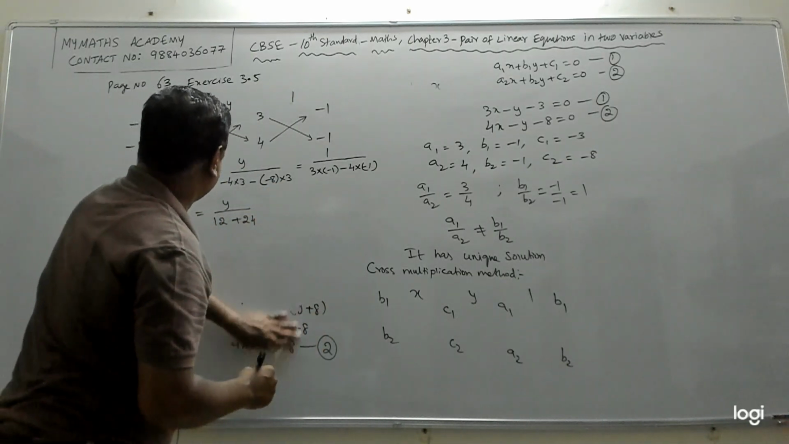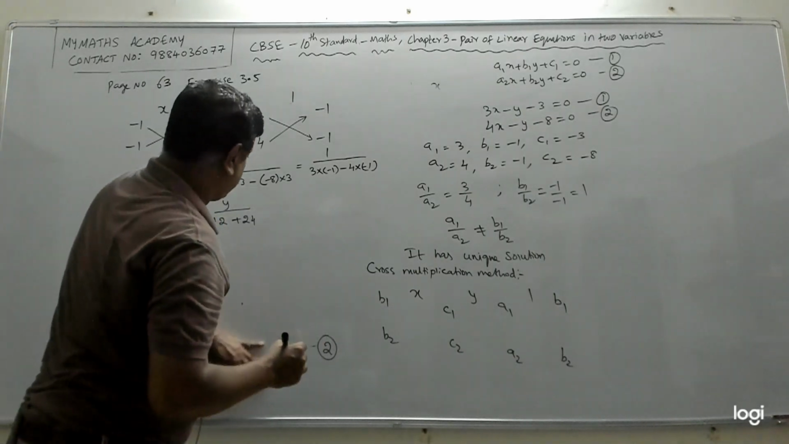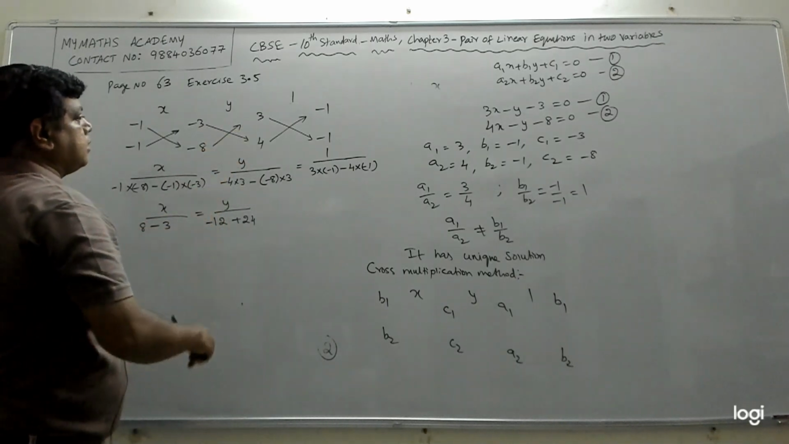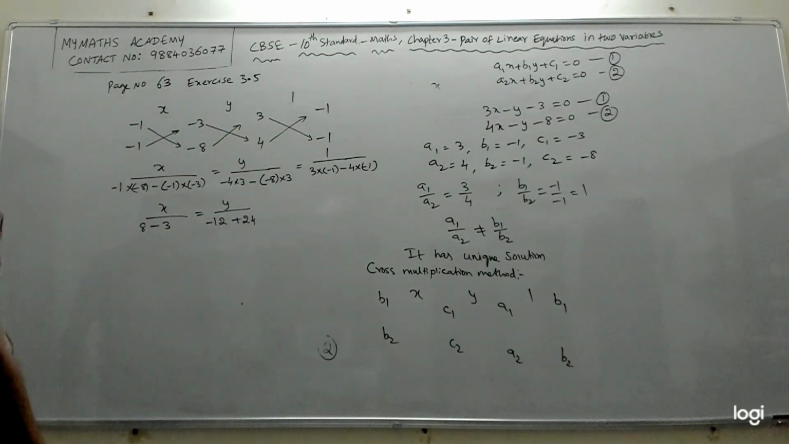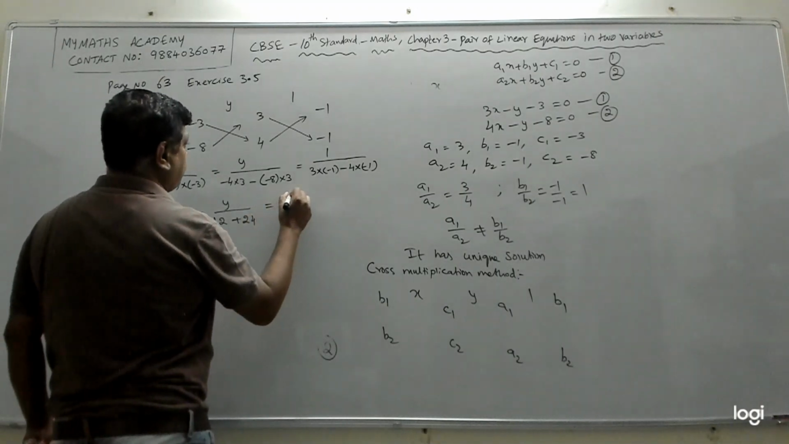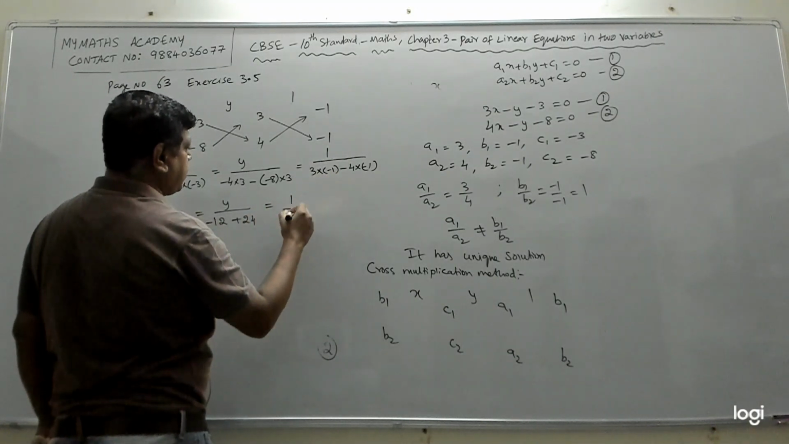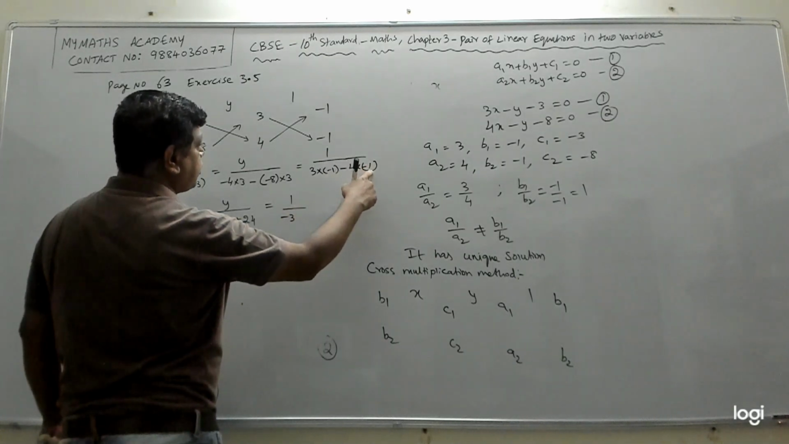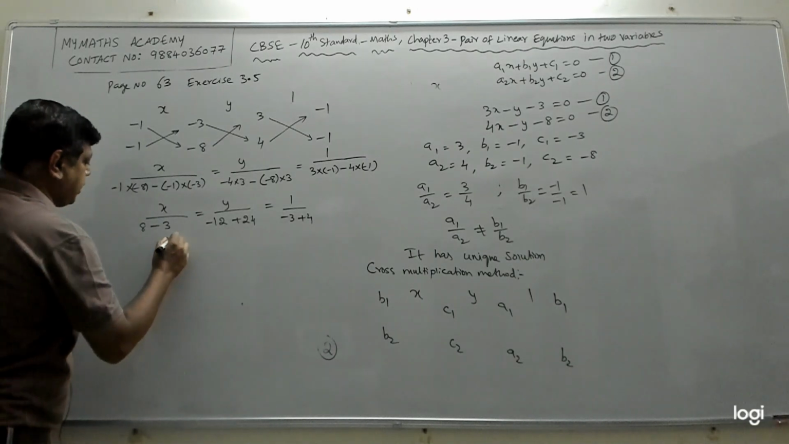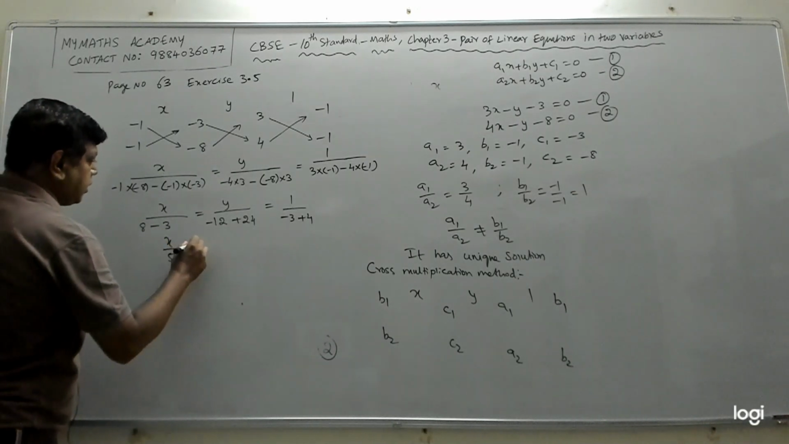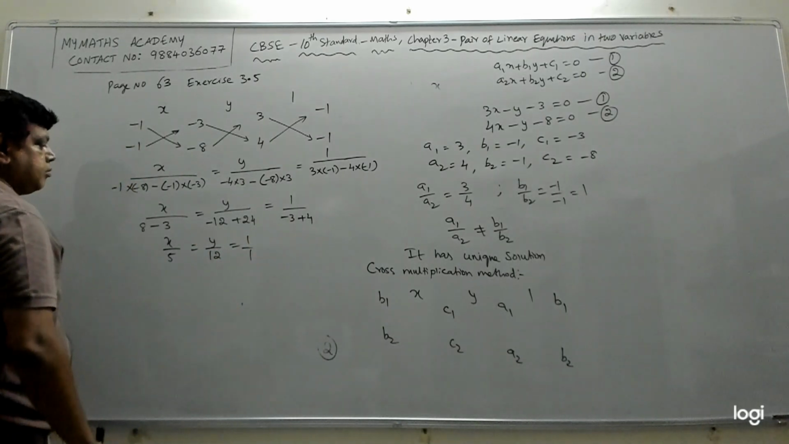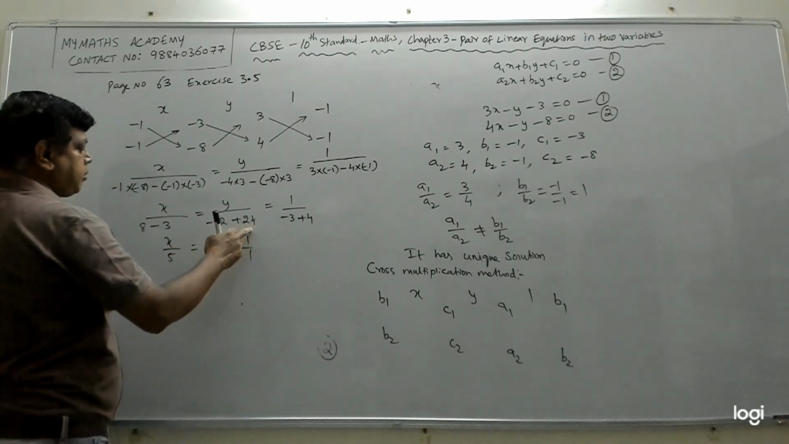Right? So this is minus 12. 4 times minus 3 is minus 12, minus 24. Correct? Okay. Then equal to 1 by 3 into minus 1 is minus 3, minus 4 into minus 1 is plus 4. So we get x by 5 equal to y by 12 equal to 1 by 1. Right? 8 minus 3 is 5, minus 12 plus 24 is 12.